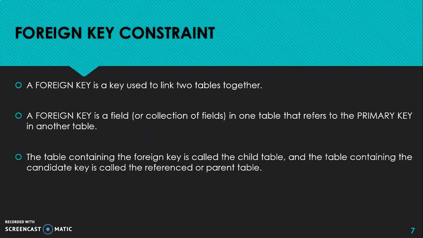The table containing the foreign key is called a child table, and the table containing the candidate key is called a referenced or parent table. So the table that contains a foreign key will be the child, and the table to which the reference has been made is called a parent table or the reference table.